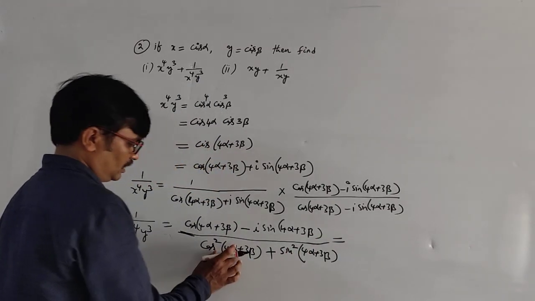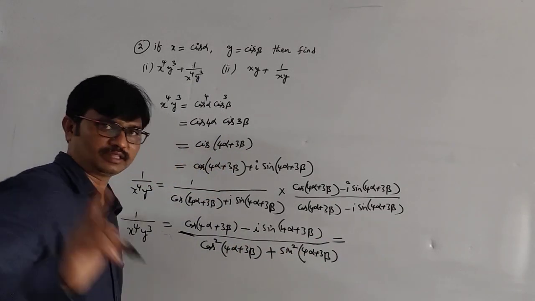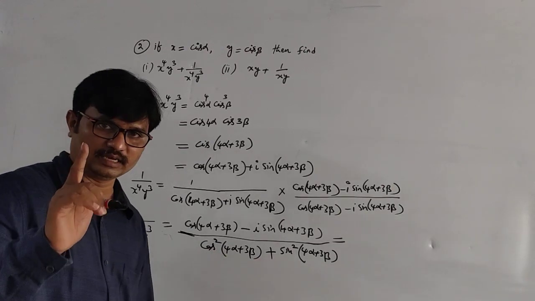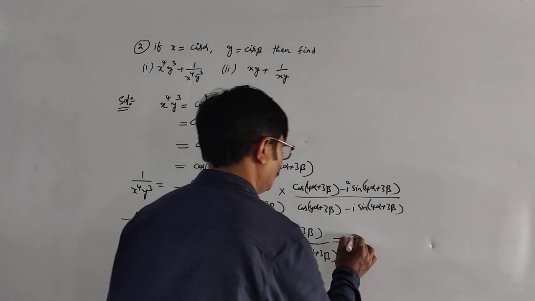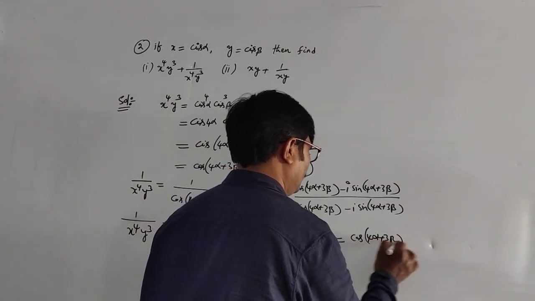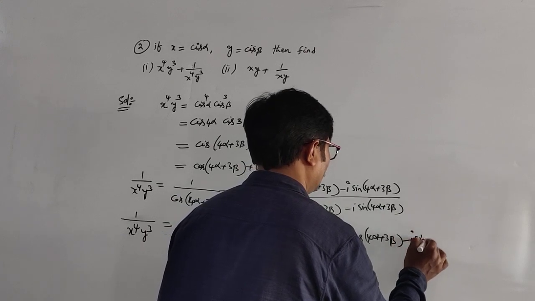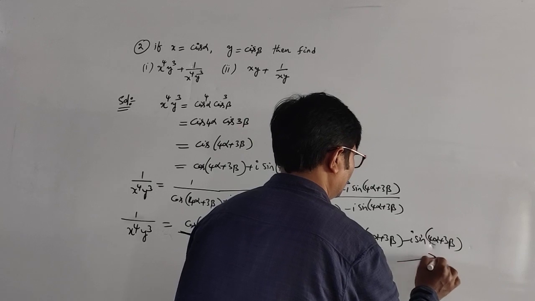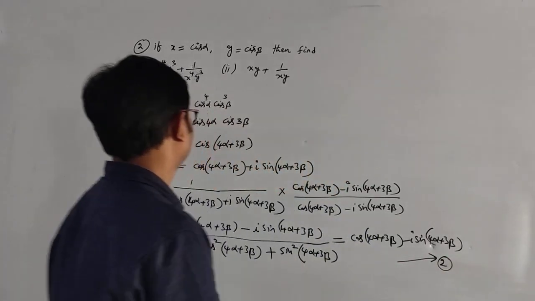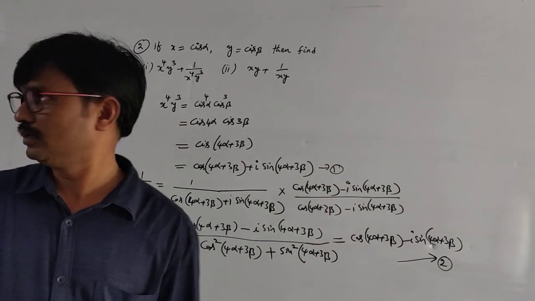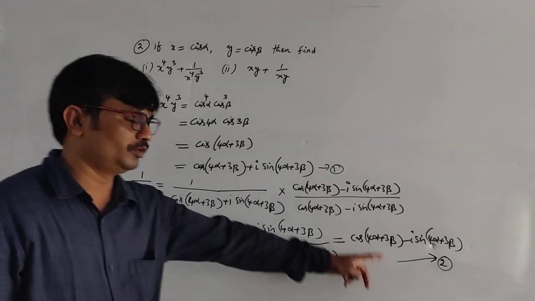So students, cos square theta plus sin square theta is 1. So we can write cos of 4 alpha plus 3 beta minus I sin of 4 alpha plus 3 beta. This is 1, and this will be 2.